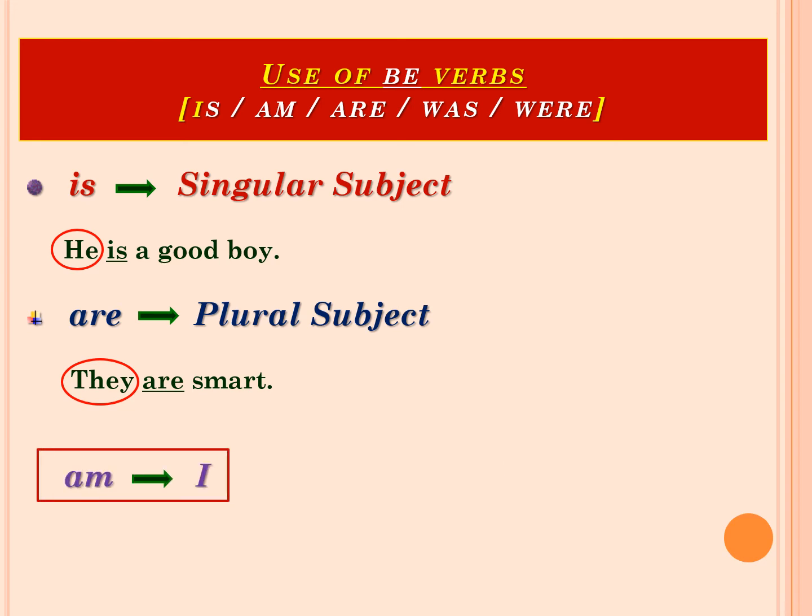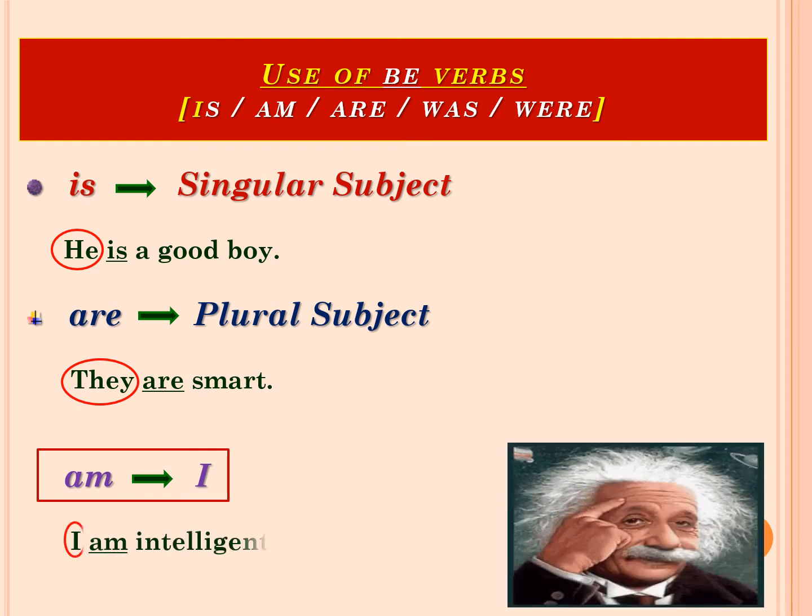Am. Am is exclusive in nature. It is only used with "I" as the subject. Whenever the subject in the sentence is I, with that we use am. Am is not used with any other subject. It is only used with I. But not to forget, am is always used in present tense. We'll discuss that a little later.